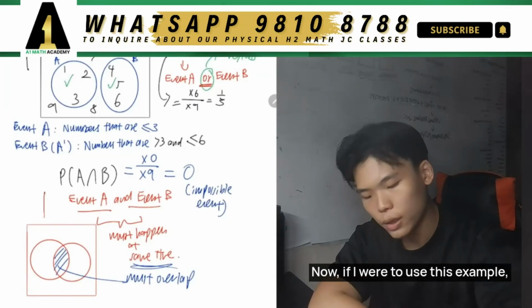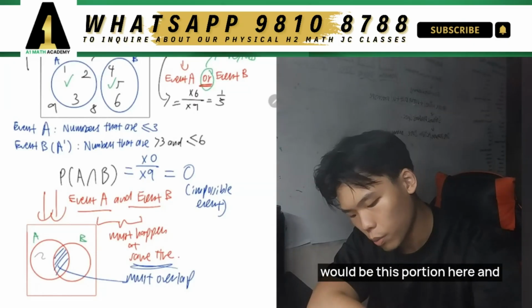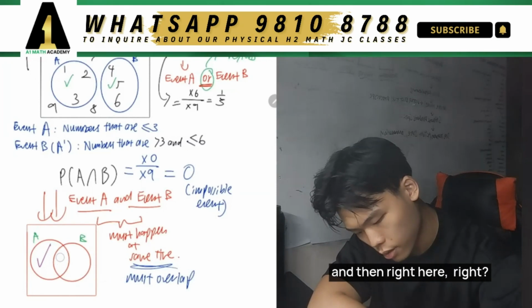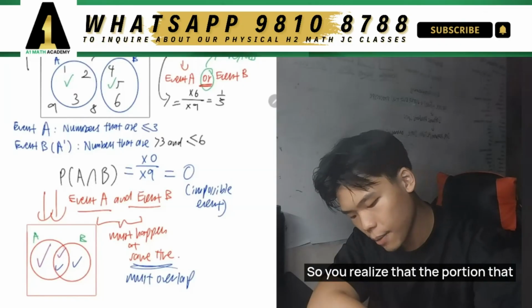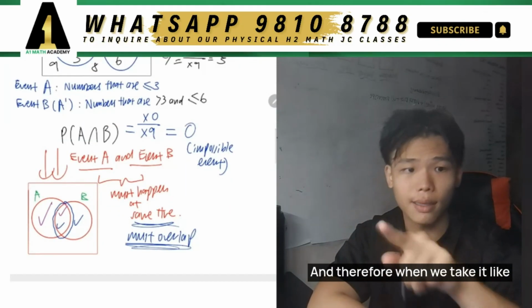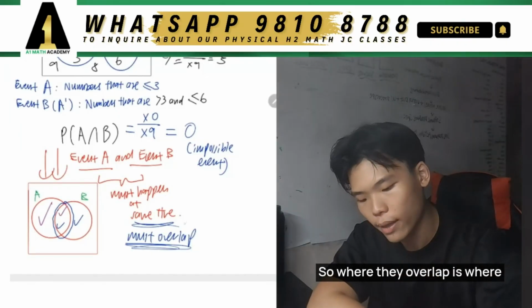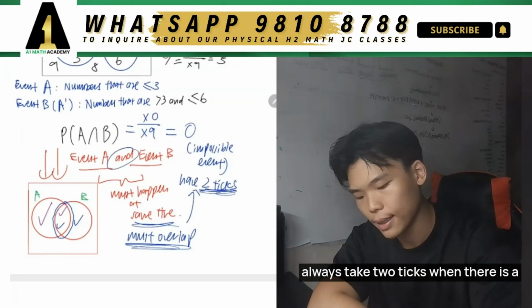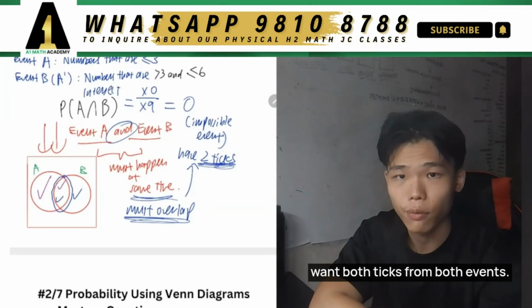Now, let's say this is event A and event B, right? Event A, if I were to pick it, will be this portion here and the blue color portion over here. You just erase all this and then here, right? And therefore, event B will be here and here. So you realize that the portion where they overlap will have 2 ticks. And therefore, when we tick it like this, it's very easy for us to see where the portions are that they overlap. So where they overlap is where they have 2 ticks. And you will always take 2 ticks when there is an intersect over here, because you want both ticks from both events.